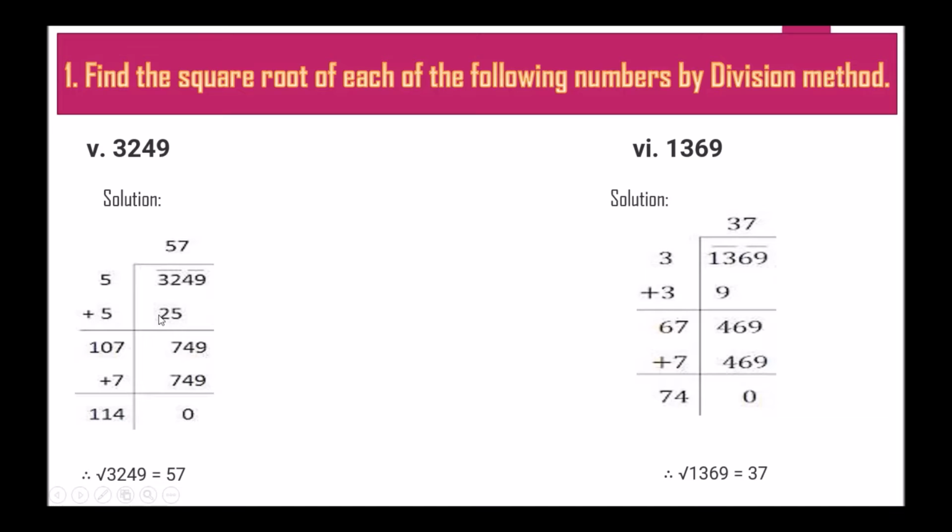3249. So 5 into 5 is 25. We will add 5 here, so 10. Now we will add 7. So 107 into 7, that is 749. So the answer is 57. 1369. So 3 into 3 is 9. So 3 plus 3 is 6. We will take 7. So 67 into 7, that is 469. We will add 7 here, that is 74. And the answer is 37.